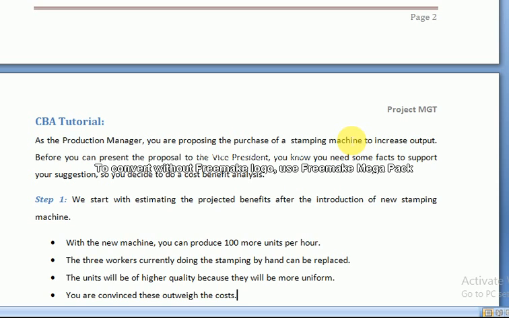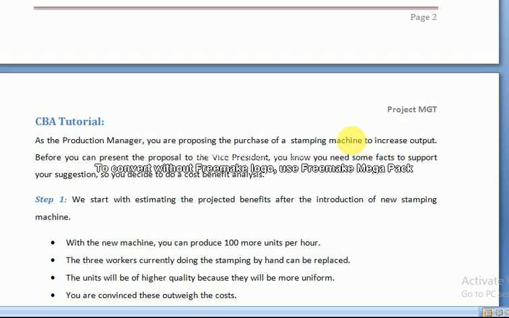So that's why while we are doing the CBA analysis, it is a very crucial analysis. The proper amount should be given, and all the benefits and all the costs related to the project should be properly calculated. Keep in mind. Now, how should the CBA analysis be done? So this is a CBA tutorial.